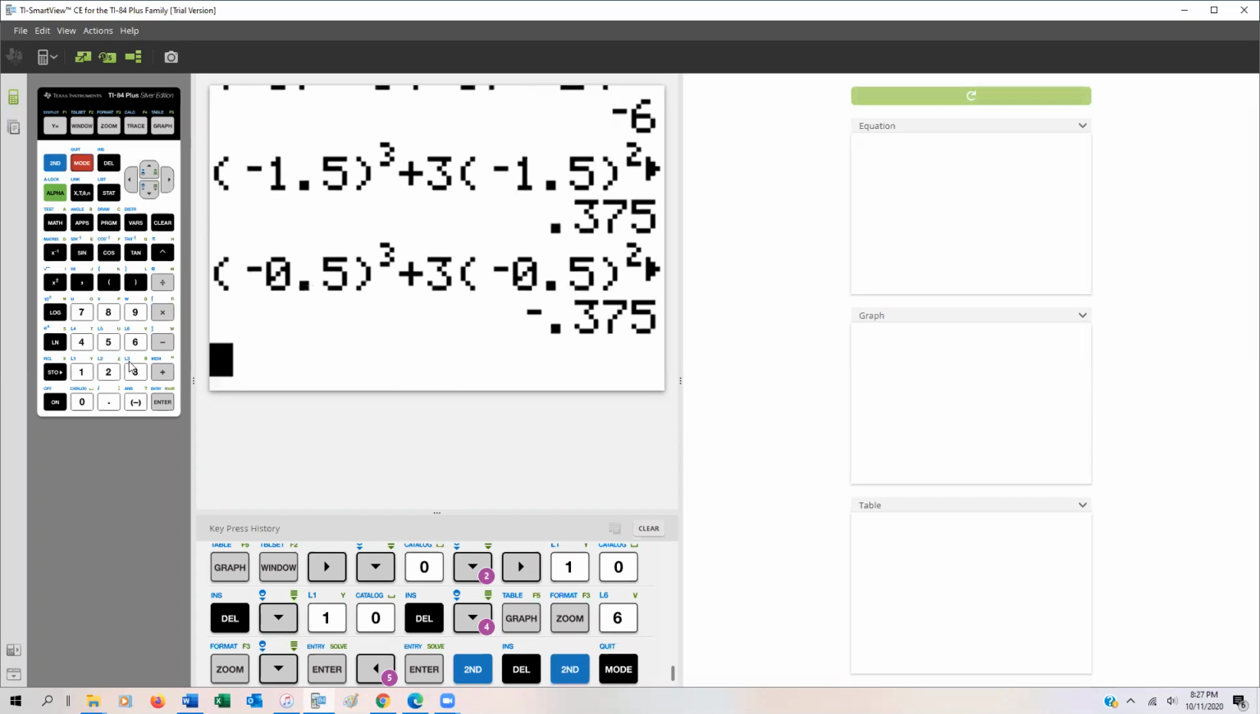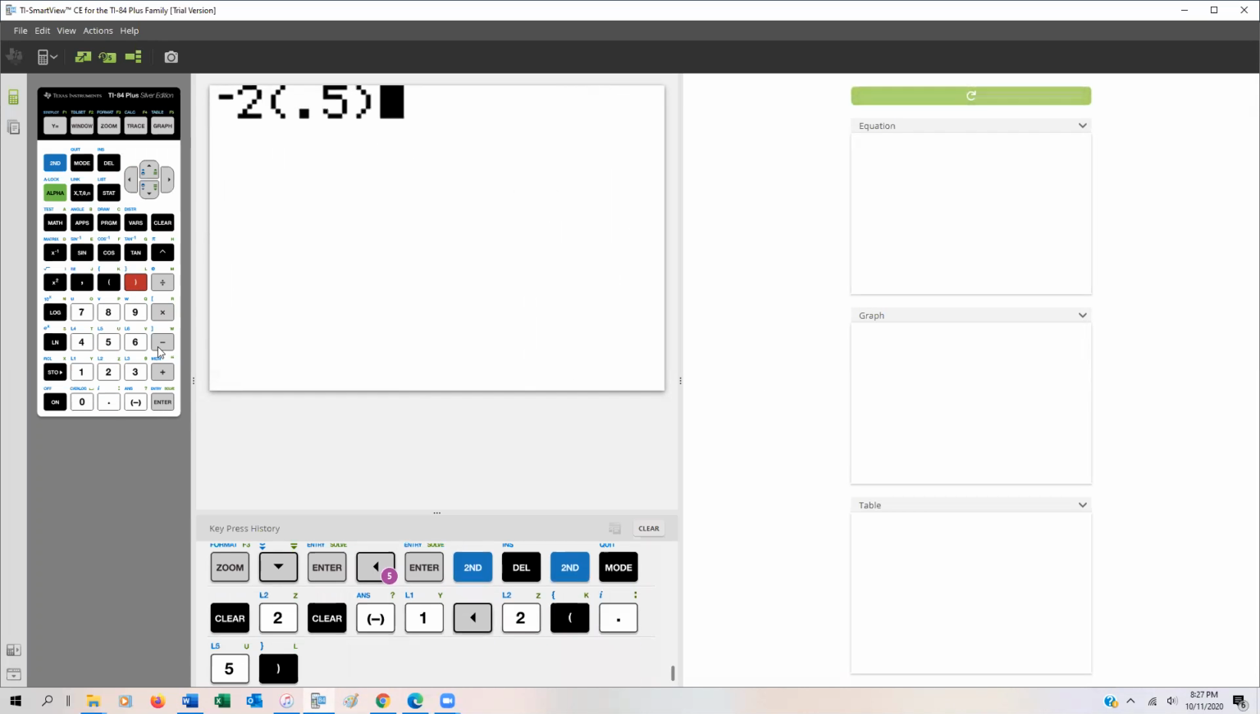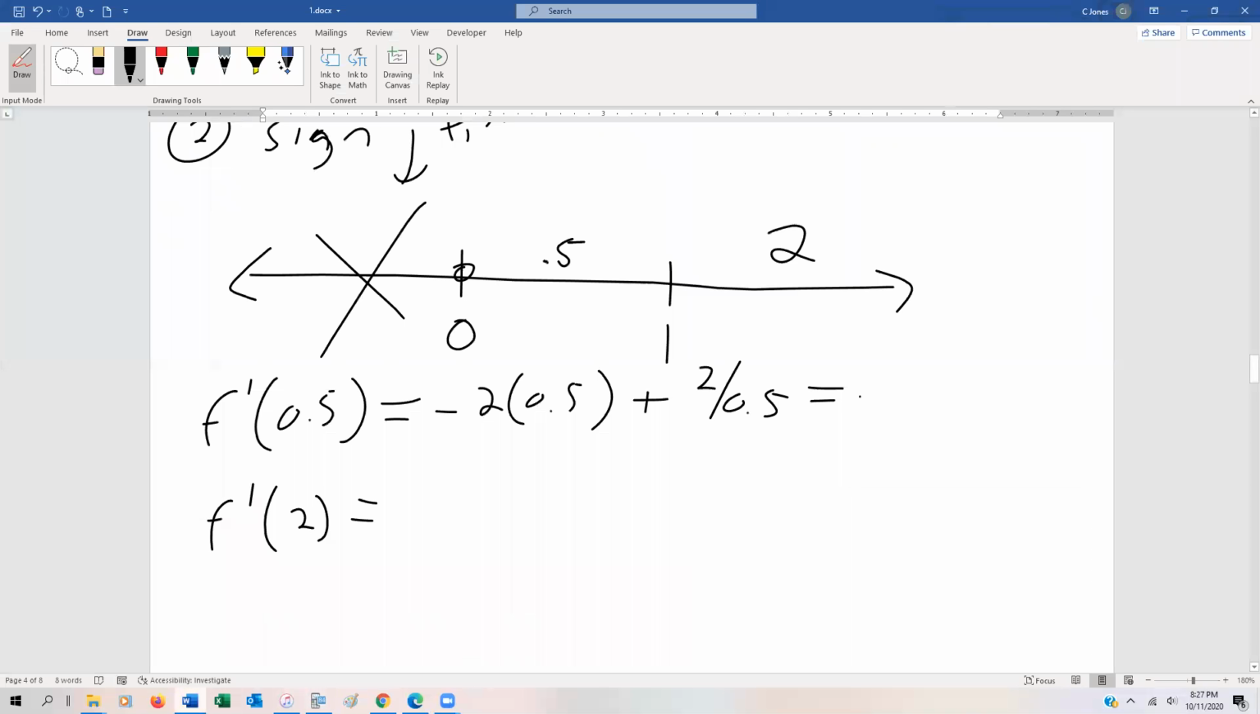All right, so we go back and clear this out. So we have -2 times 0.5 plus 2 over 0.5. And that indeed works out to +3. And I can't stress enough that we don't care about the number, we really care about the sign, whether it's greater than 0 or less than 0. Because it's greater than 0, this function is going to be increasing for all values between 0 and 1.